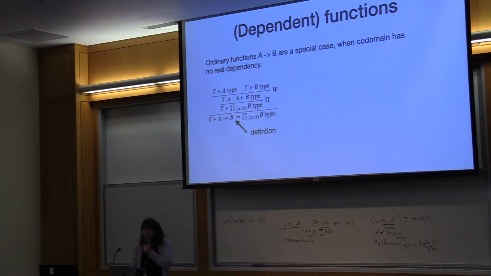Next. Dependent functions can also not really be dependent. Okay? So ordinary functions from A to B are a special case, and it's exactly the case when the codomain has no real dependency. So I have a small derivation here because I want to introduce to you a new symbol, another structural symbol, and structural means that it can happen in any type theory, along the lines of the turnstile symbol and the type judgment and so on. And this one is introducing a definition, okay?